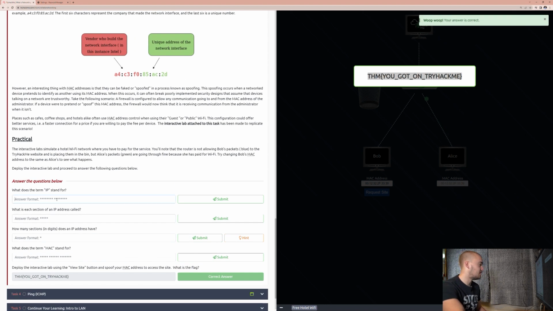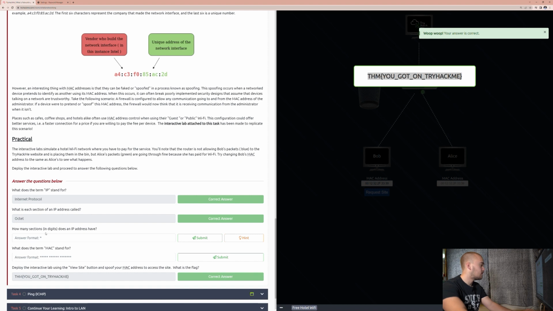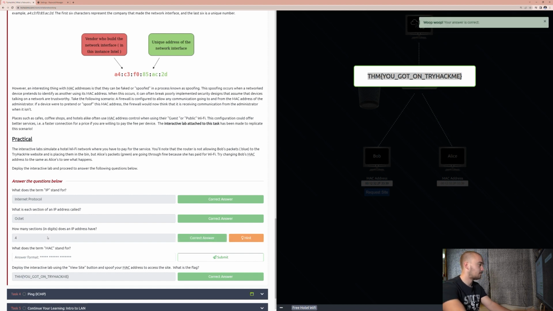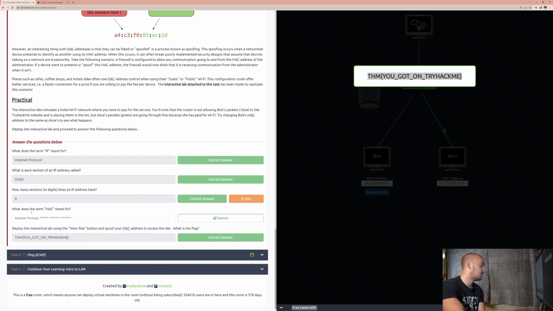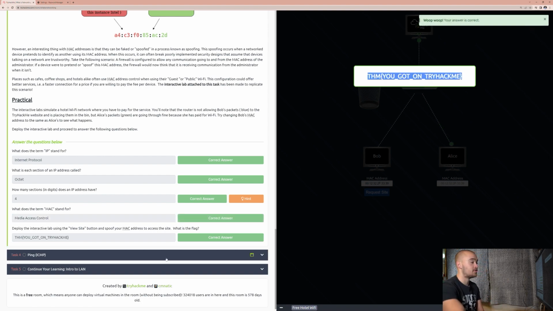So we answered the last one. Let's answer some of these other ones. So the term IP, we mentioned it earlier, stands for Internet Protocol. Each section of an IP address is called octet. And in your IPv4 addresses, there are four octets. So how many sections in digits does an IP address have? That's going to be four. So I wasn't sure if that's what it was asking exactly, because it's not usually phrased that way, but there are four sections in an IPv4 address. That's what it's talking about when it's referring to the octets up here. So the term MAC address stands for Media Access Control. And this is the address that isn't changed and the one that we just spoofed over here.